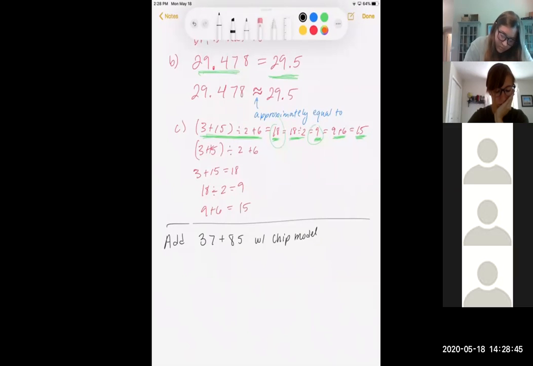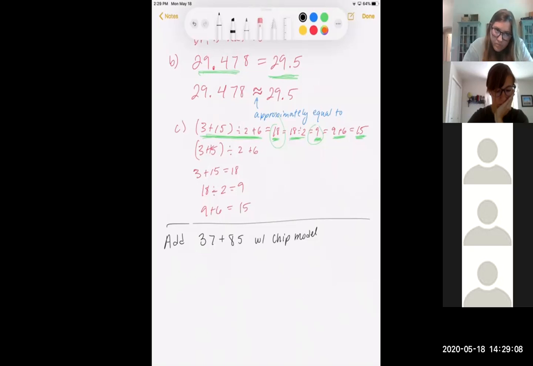Okay. So you need to add those together. So adding with chip models, adding with base block models, and adding in expanded format. So we're transitioning to the algorithm where we're going to add with some more concrete and pictorial models, and then starting to get into some abstract models.